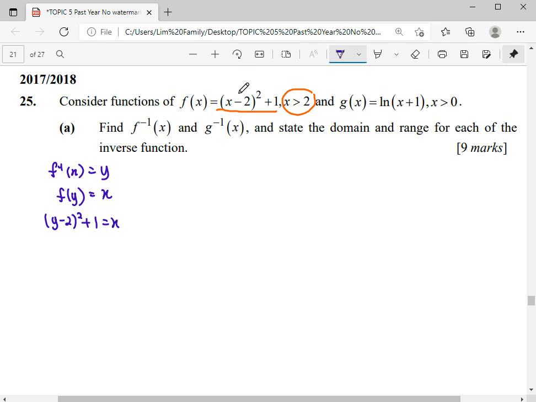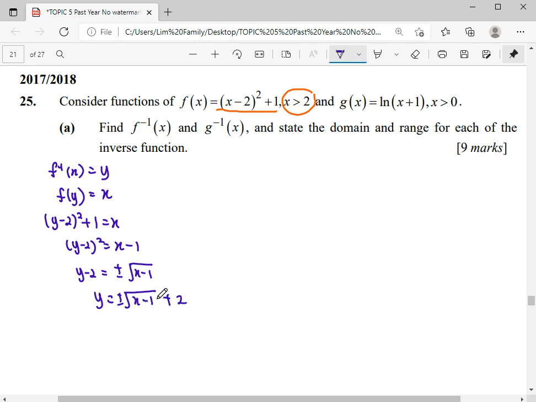So as long as your quadratic function is already in completing the square form, everything will be easier for us. If your quadratic is not in completing the square form, then we have to do completing the square first. So from here, we find out our y. We express our y in order to find our f inverse. So move your 1, it becomes negative 1. Move your square, it becomes square root, positive negative. And y becomes positive negative square root of x minus 1, plus 2.